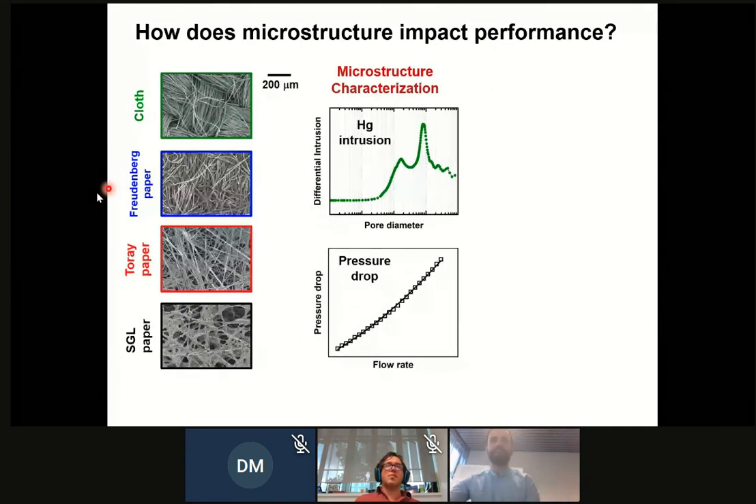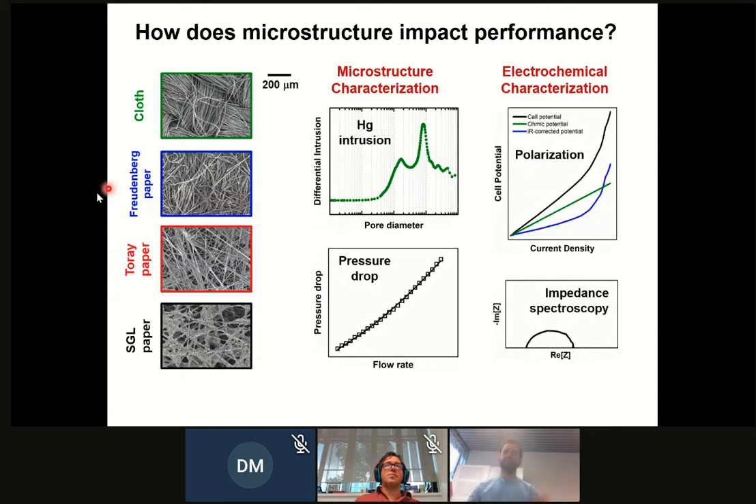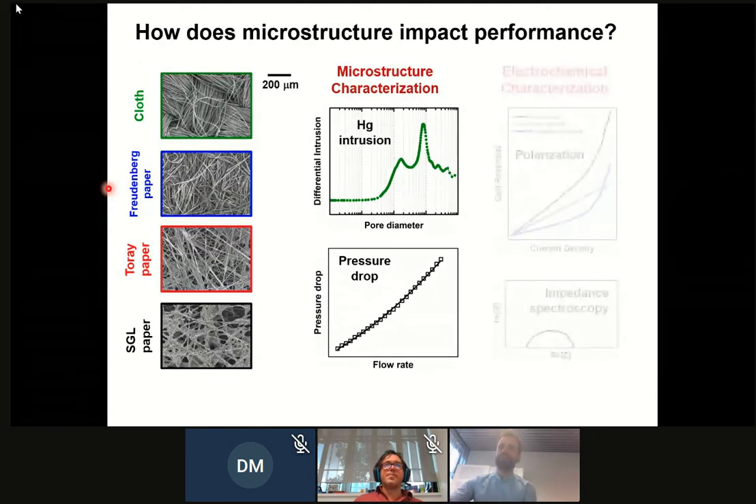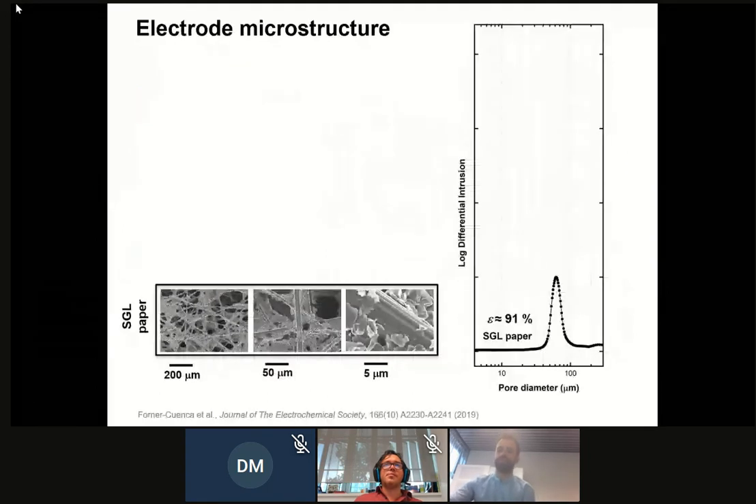First one, what does the microstructure look like? And you are all familiar with this. You can do imaging, porosimetry. And second, what do the electrochemical properties look like? So we start with mercury intrusion, just an experimental technique to obtain a pore size distribution by applying mercury pressure. And we're going to look at this series of materials.